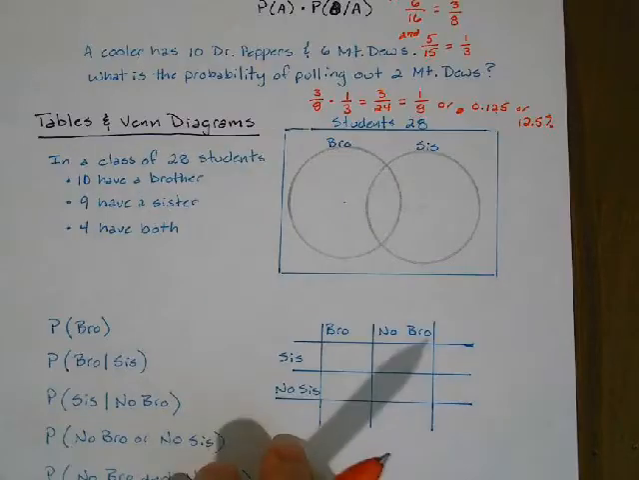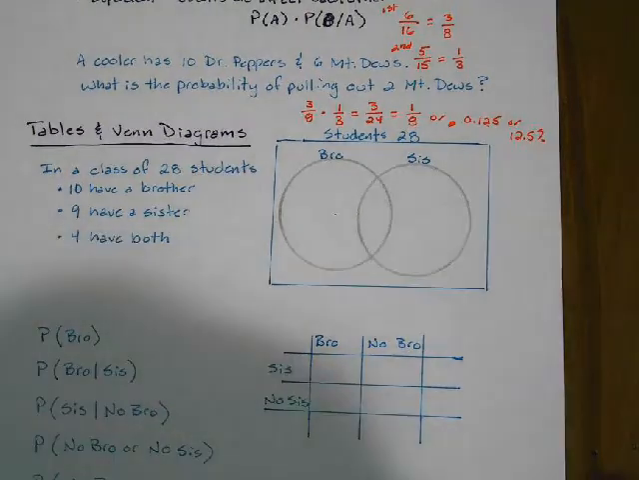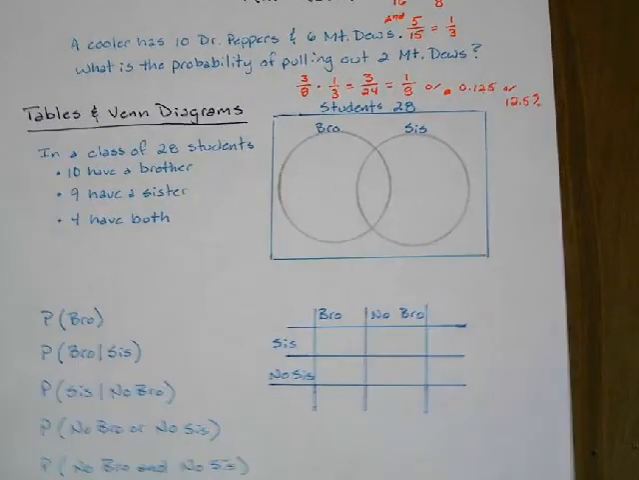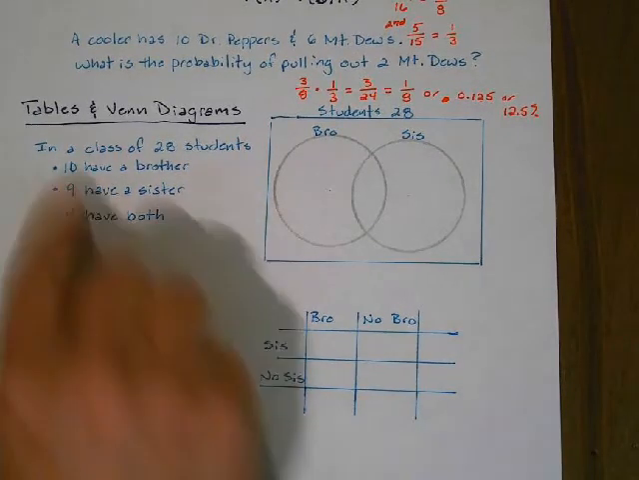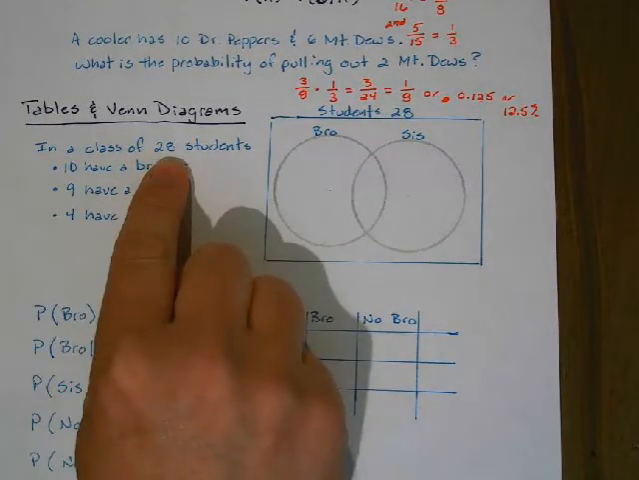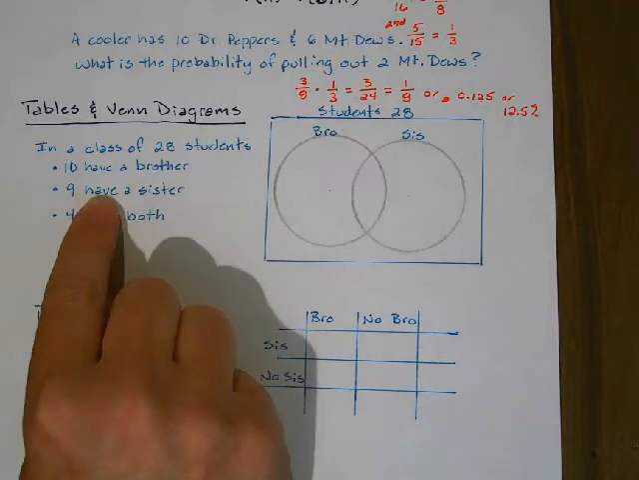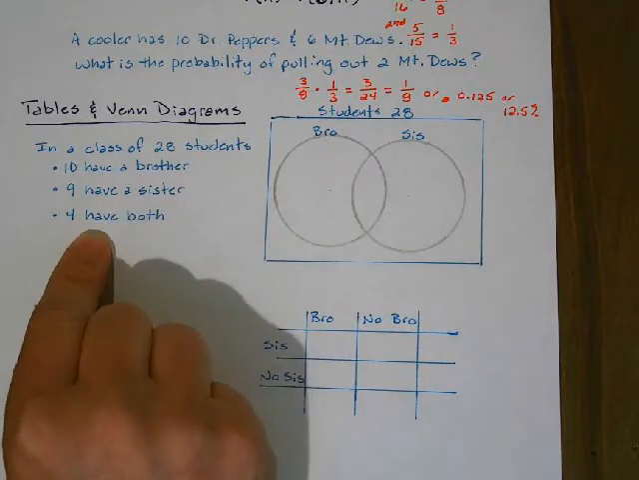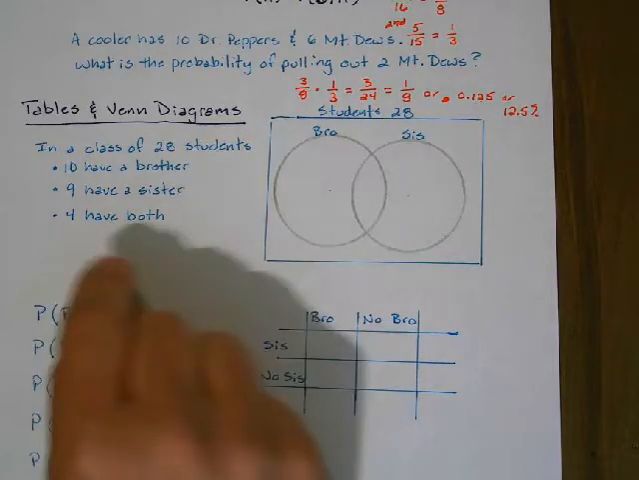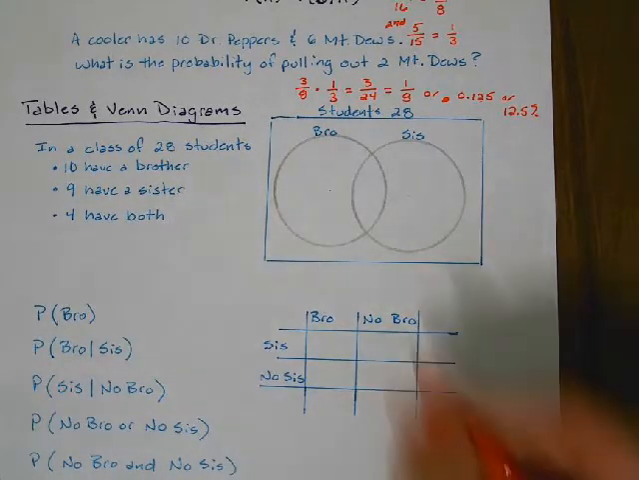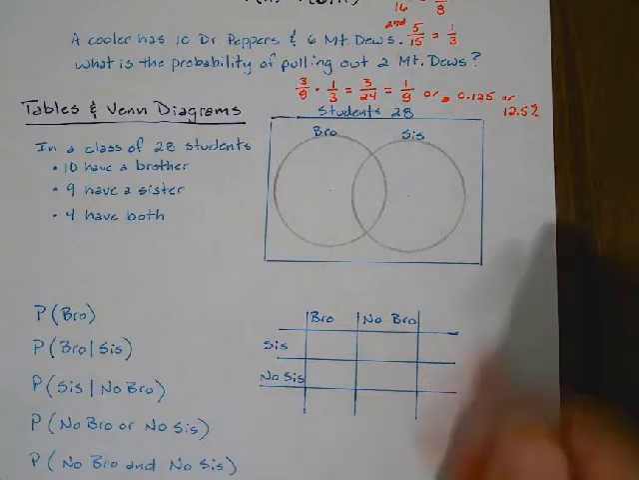All right, tables and Venn diagrams. So you've already kind of done tables, but we're going to see how they can be written as Venn diagrams as well. So here I've got a class of 28 students. 10 of them have a brother, 9 have a sister, and 4 have both a brother and a sister. You might be looking at this and going, wait a second, how's this all going to add up?